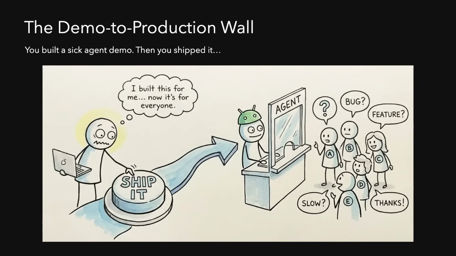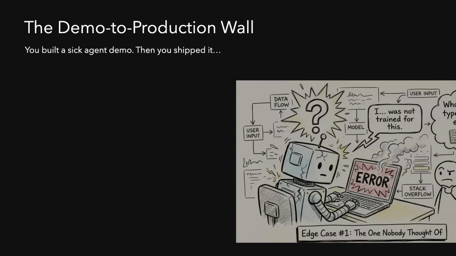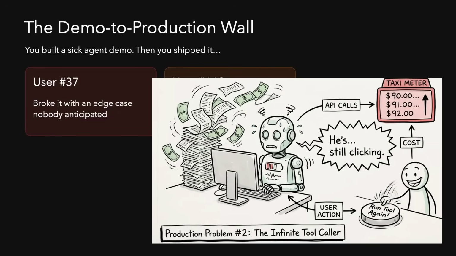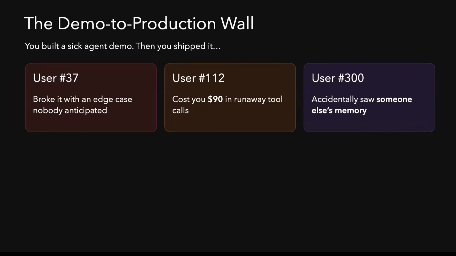So a common scenario I see is someone's just built a really cool agent demo and then they've shipped it. And then suddenly they start finding out things like user 37 has broken it with an edge case that nobody anticipated. And user 112 is already using it in a way that it's basically cost $90 just to run their tool calls. Then you find suddenly that once you've got past your 1000th user, they're accidentally seeing each other's memory.